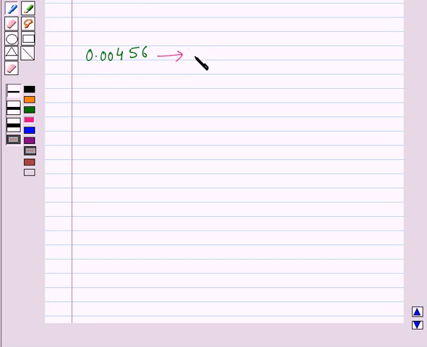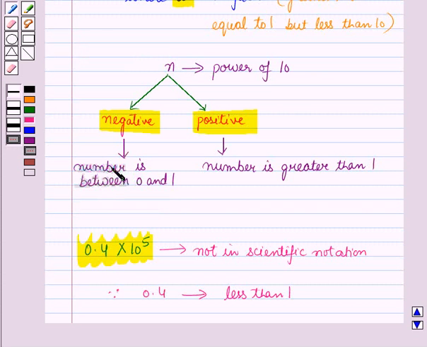Now this number is very small and it is between 0 and 1, and we know that if the number to be expressed in scientific notation is between 0 and 1, then the power of 10 is a negative integer.